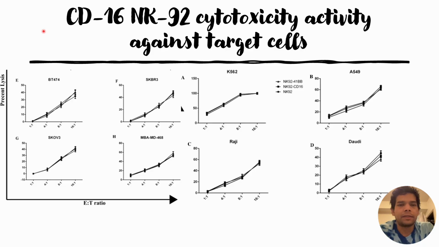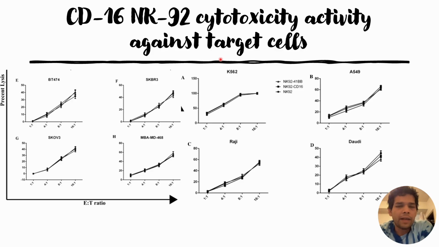And then they checked the CD16 NK92 cytotoxicity activity against the different target cells at different effector to target ratios. Those effector to target ratios are shown on the x-axis, and they have used all three conditions, that is wild type NK92, CD16-NK92, and CD16-NK92 with CAR.